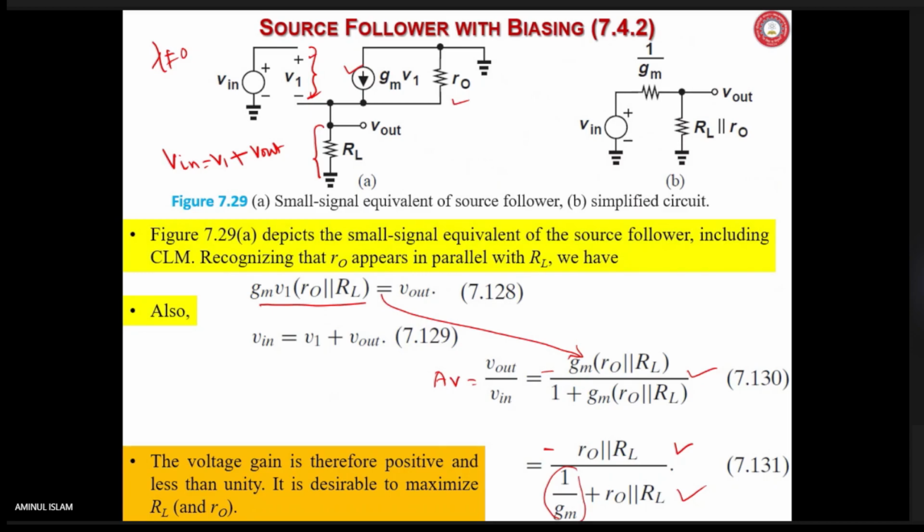Now we'll analyze this circuit. If you consider the small signal equivalent circuit, as usual, you have drawn the gm V1 voltage controlled current source, then rO in parallel with that for CLM. RL is connected to the output. V in you have applied here. So V in here is nothing but V1 plus the voltage across RL, that is V out. Is it understood?